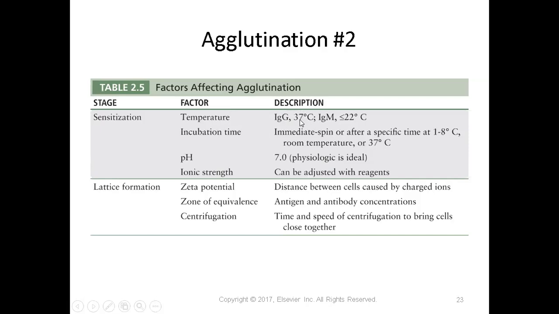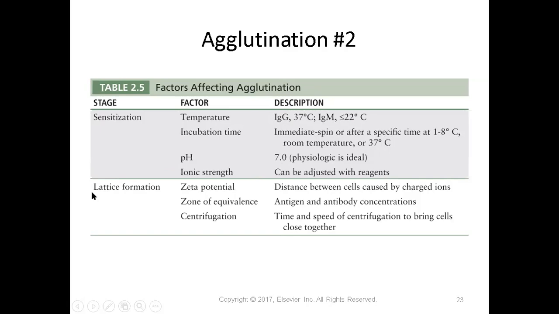IgG antibodies react at 37, IgM at room temperature or cooler. Incubation time: some antibodies are immediate spin, some might need some incubation time. pH, we want absolutely neutral, that's ideal. And ionic strength can affect this as well.